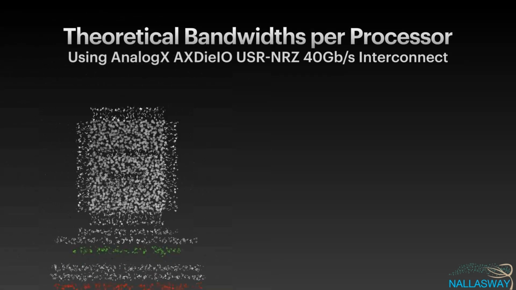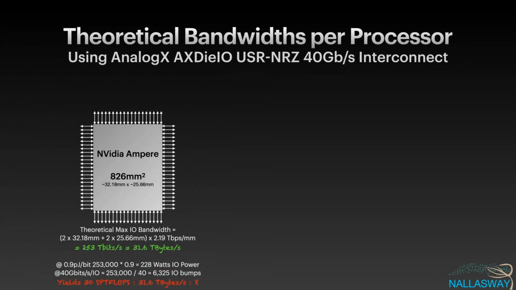So, theoretical bandwidths that we could potentially achieve per processor with this USR-NRZ. If we had an NVIDIA Ampere die, the massive die that I think is the biggest anyone's ever built and probably ever will build monolithically, we see that with that I/O, and this is all theoretical, right, you use every millimeter for the I/O, we could get 253 terabits per second, or 31.6 terabytes per second, compared to the NVIDIA Ampere at the moment, which has 1.5 terabytes per second.